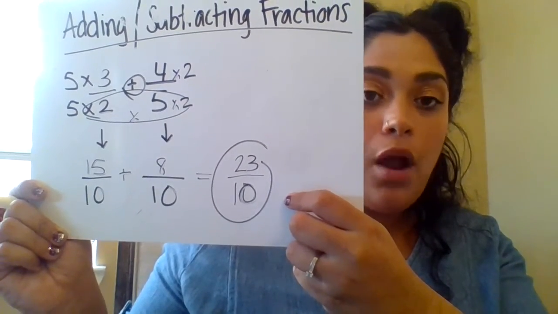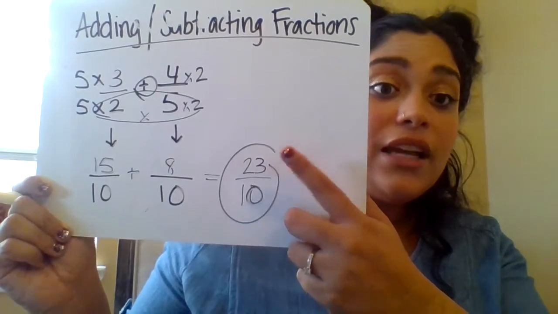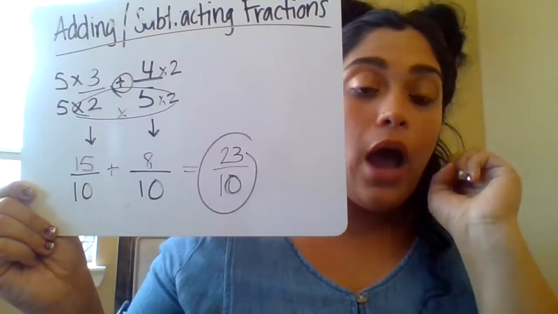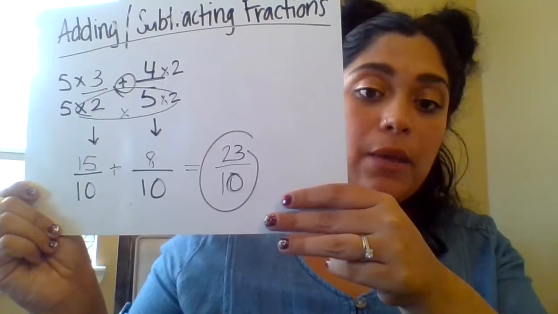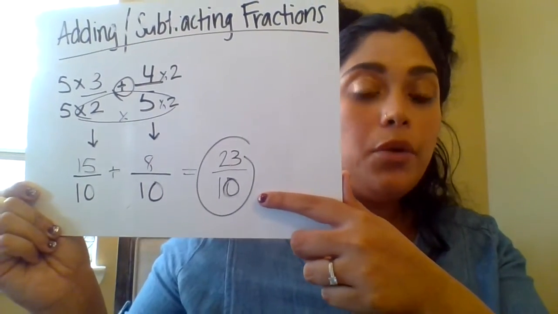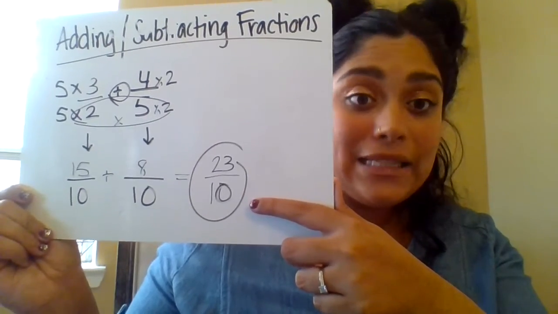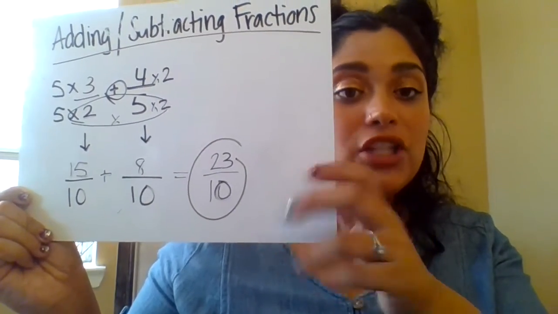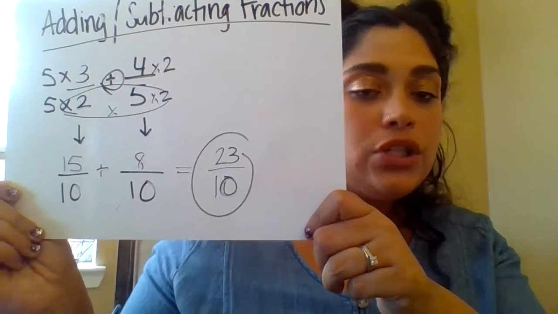So that means it's improper, which means somewhere in here is a whole number, which means we don't know how many wholes we have because we haven't done it, but there are whole numbers in this answer. And then we can create what is called a mixed number that has a whole number and a fraction in the whole answer. I'm not going to ask you to do that today.